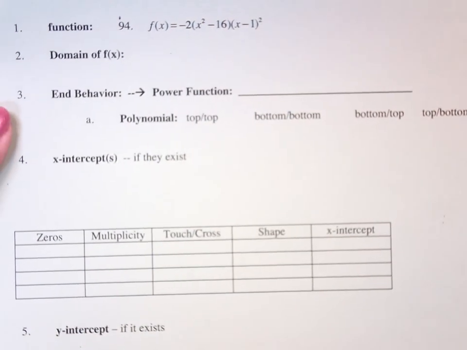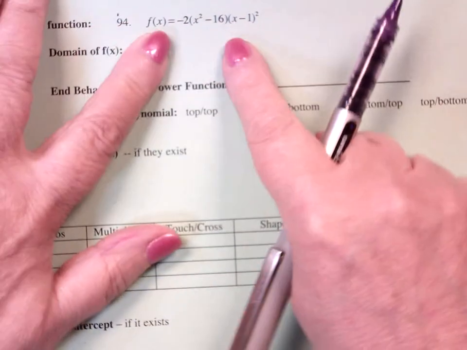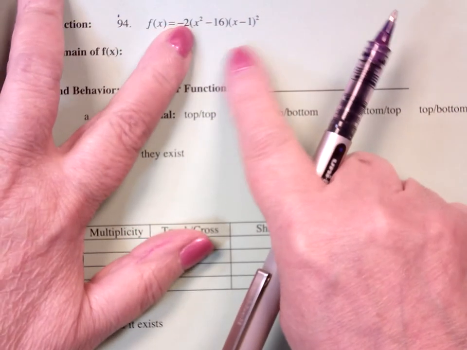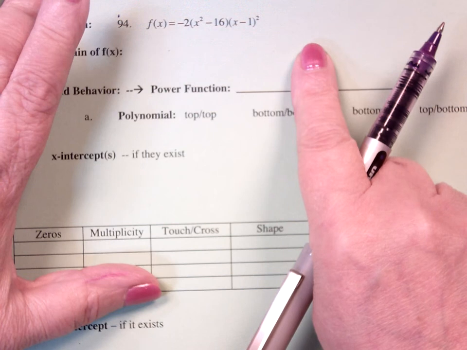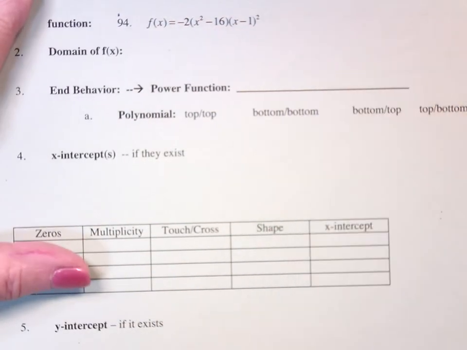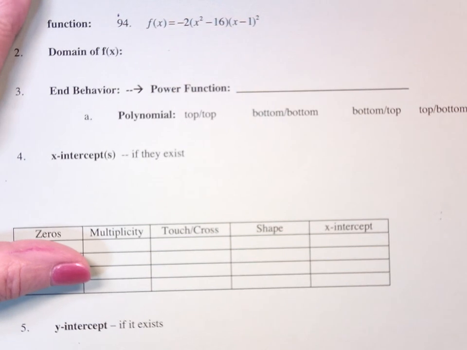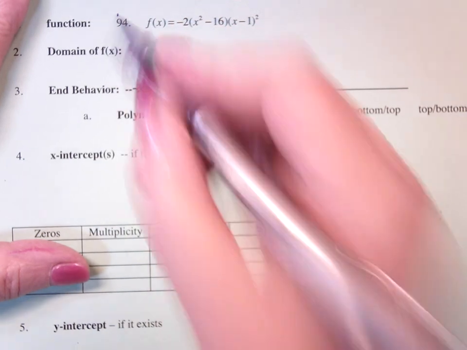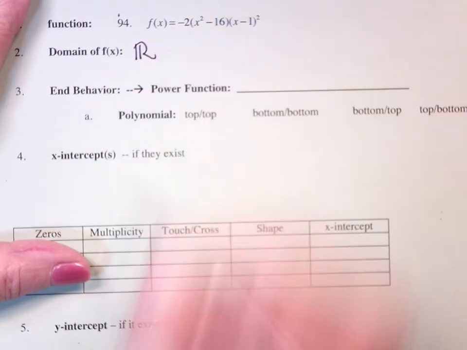Now this is to fake you out. Okay, f of x equals negative 2 times (x squared minus 16) times (x minus 1) squared. What's the domain? All real numbers. Why? Because there's no radical, no denominator. So the domain of a polynomial, by the way, is always all real numbers.